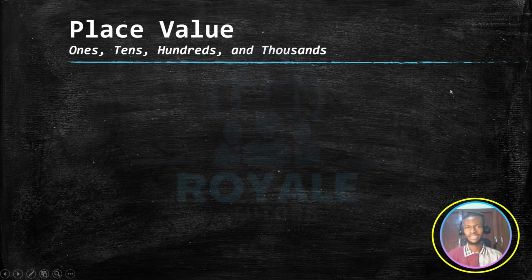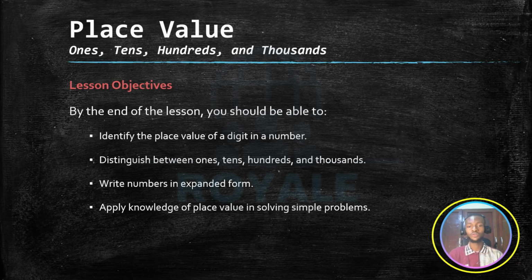Now let's know what exactly we'll be learning in today's class. The lesson objective includes that by the end of this lesson, you should be able to identify the place value of a digit in a number. You should be able to distinguish between ones, tens, hundreds, and thousands. Then a third thing is you'd be able to write numbers in expanded form. Also, the last thing, you would be able to apply your knowledge of place value in solving simple problems, and you would really enjoy today's class. Let's get started.